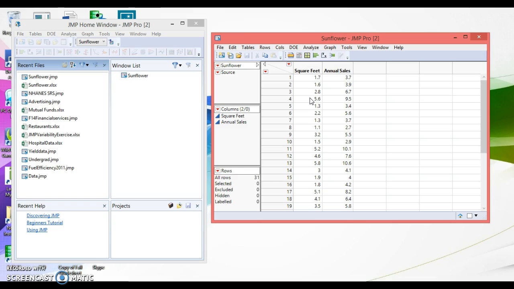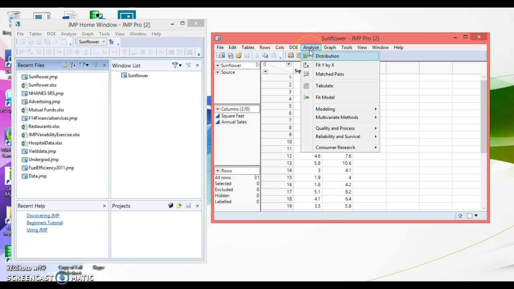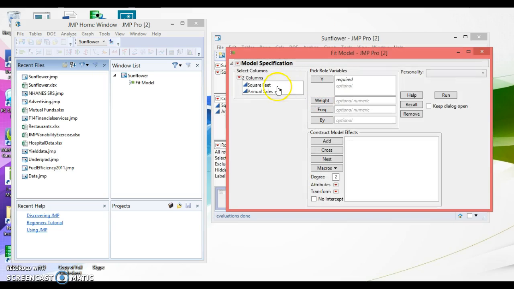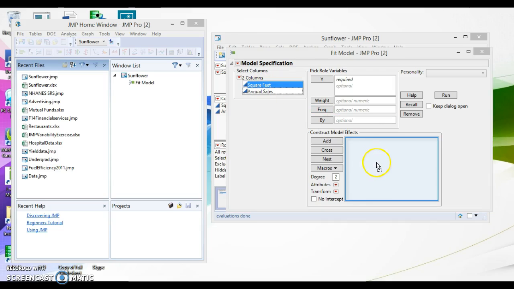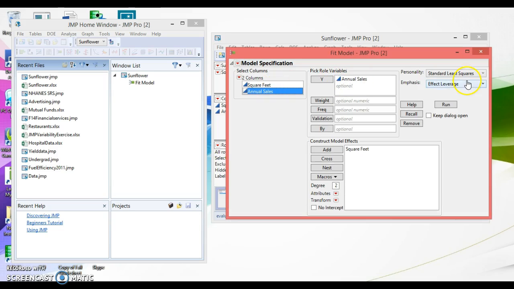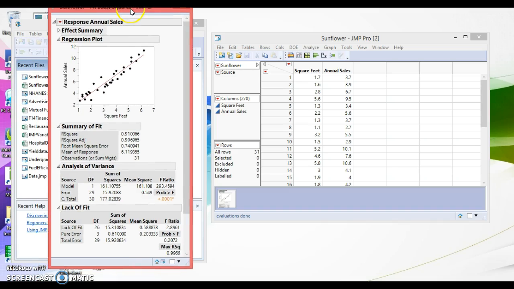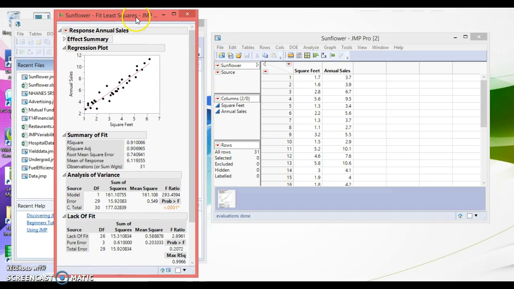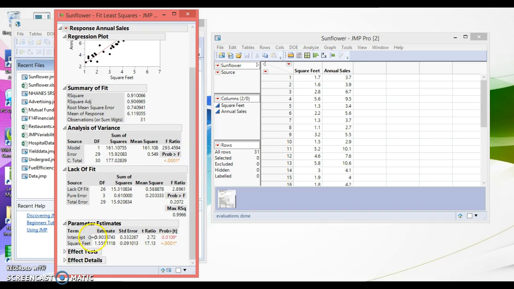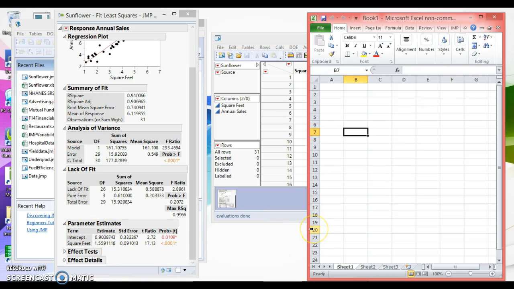So first we are going to give an estimated model of predicting sales based on store size. So we're going to go to Analyze, Fit Model. We're going to put square feet on X, annual sales, our dependent variable, on Y. Our emphasis is a minimal report, so we're going to run that report. And this is what it returns. So our estimated model is down here at parameter estimates. You're going to be using these two figures right here, and let me show how to type that out.